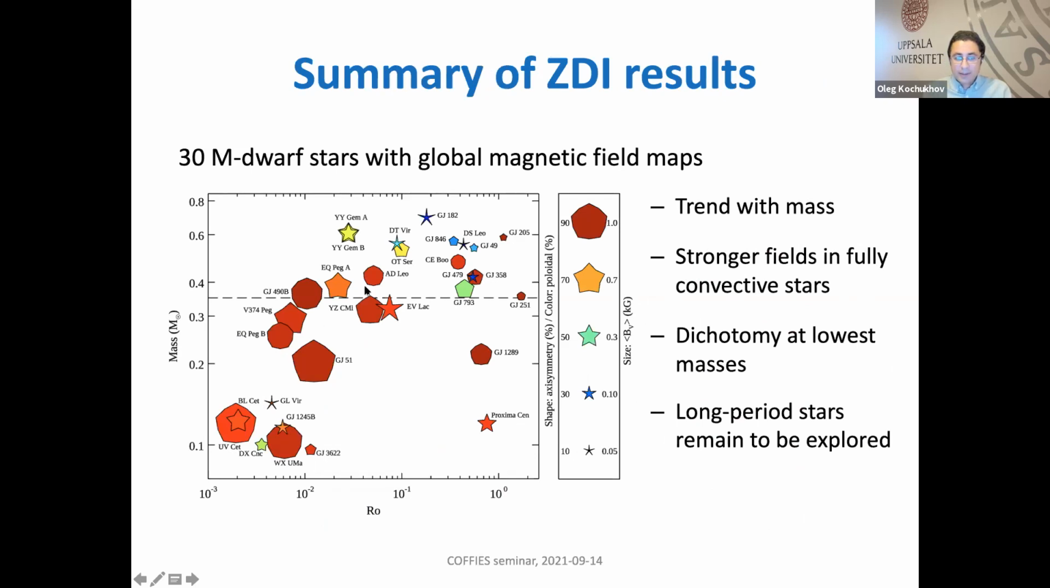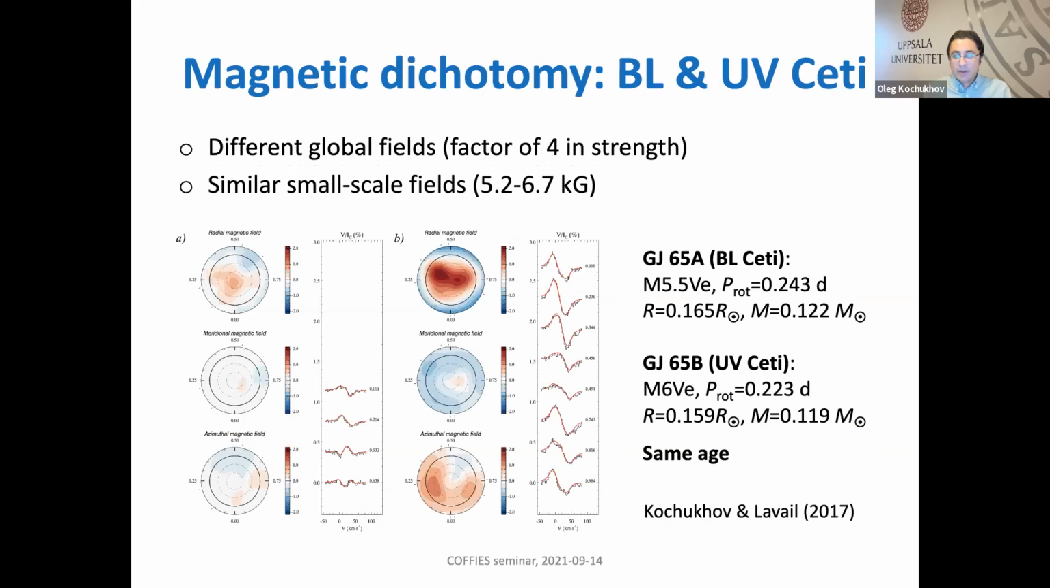And so there is definitely a trend here in the sense that we find stronger global fields in fully convective stars. So this dashed line corresponds to the limit of fully convective interior. And there also seems to be a peculiar behavior in here for the lowest masses, because again, stars of the same rotation period and the same mass exhibit dramatically different global field topologies. So there is some kind of dichotomy at the lowest masses. And one can perhaps speculate that maybe such stars have been born in a different environment, evolved differently. But curiously, this type of dichotomy has been demonstrated even for M-dwarfs that are members of binary systems, wide binary systems. So these stars, for example, this pair, BL and UV Ceti, have been born together.